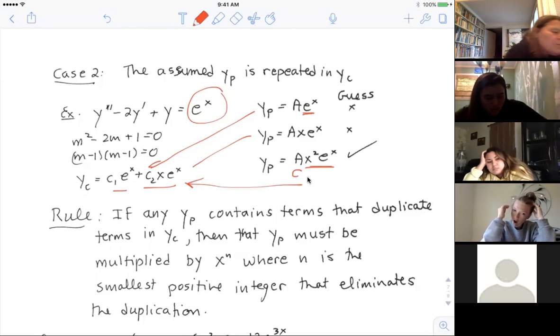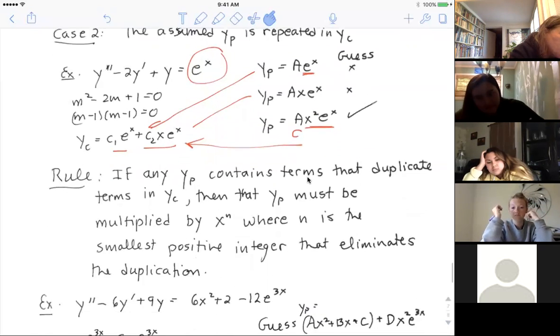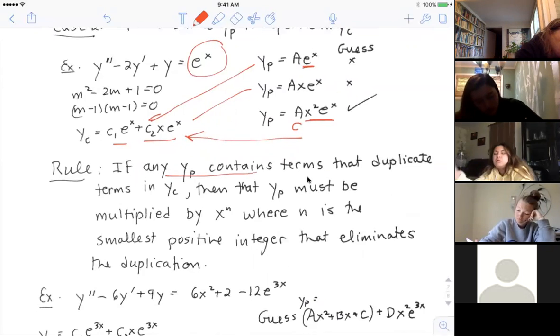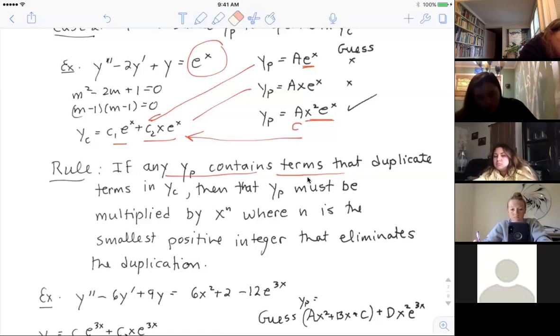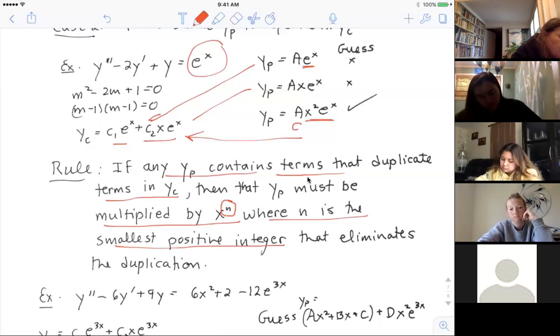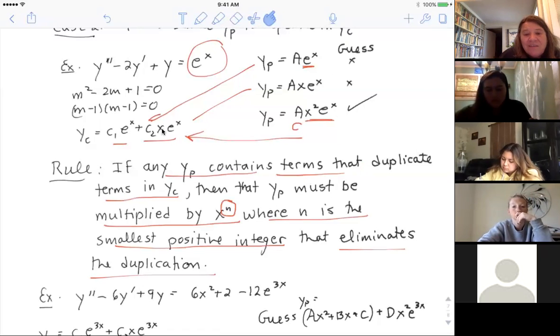So here's the rule, and this is what I want to end on today. We will do more of this tomorrow. If any YP contains terms that duplicate terms in YC, then that YP must be multiplied by x to the n, where n is the smallest positive integer that eliminates the duplication. Okay. Like I did up here. I had to keep going until I eliminated the duplication here.